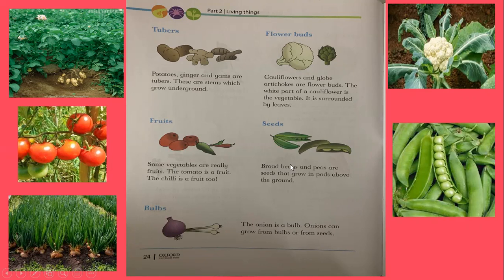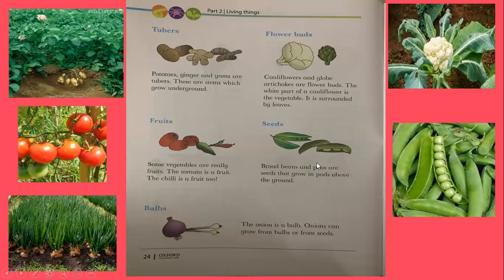Which seeds do we eat? Broad beans and peas are seeds that grow in pods above the ground. Look, this is the picture of peas. These are the pods, you can say the covering. In one pod we have 6, 7, 9, 10 peas inside. These are the seeds that we eat.